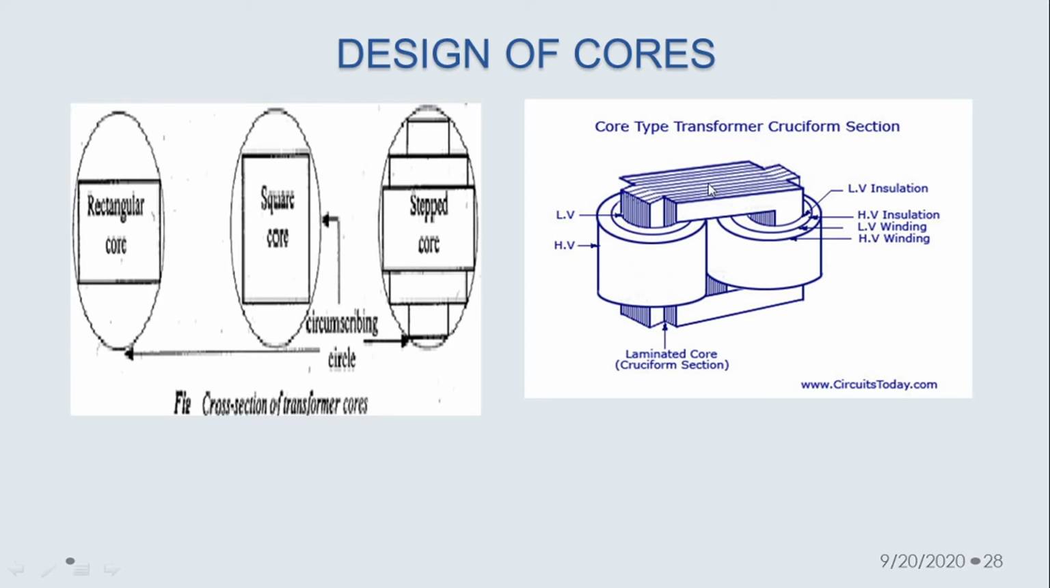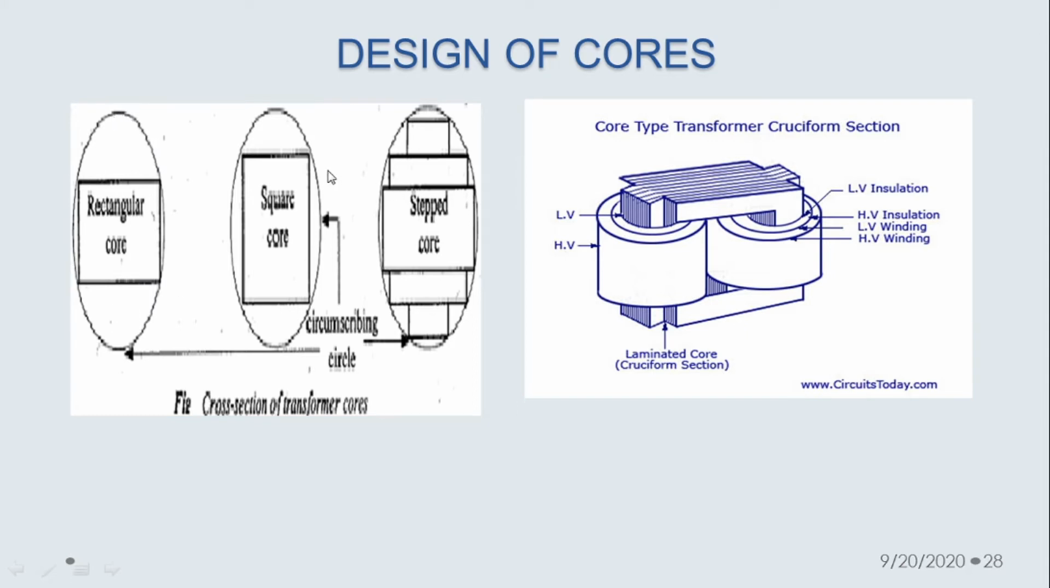In the top view of the core type transformer, you will be getting a winding. If it is a circular winding, the winding will be in circular shape, and this is the core. The core dimension is rectangular. This is the rectangular core, and this is the circular coil, which is called a circumscribing circle.